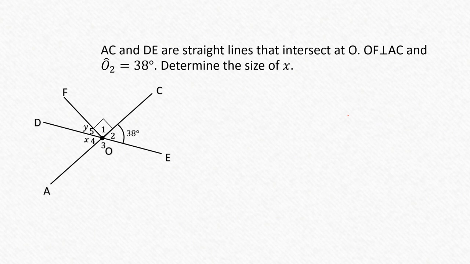Now AC and DE are straight lines that intersect at O. OF is perpendicular to AC and angle O2 is 38 degrees. Determine the size of X. How can you find the size of X there?